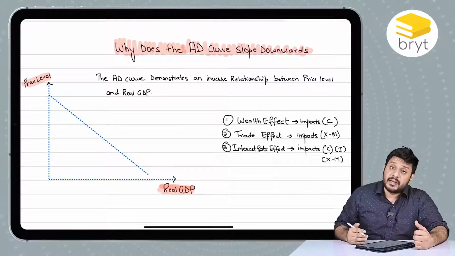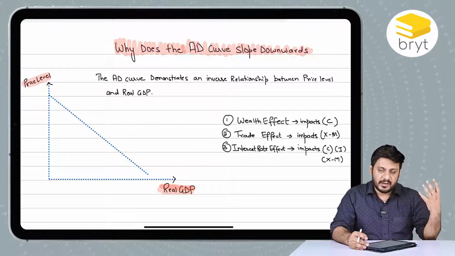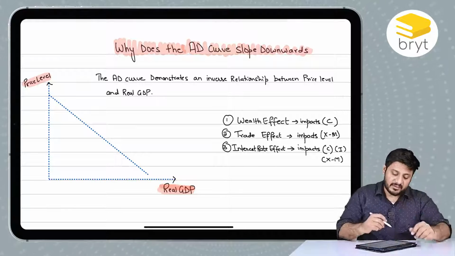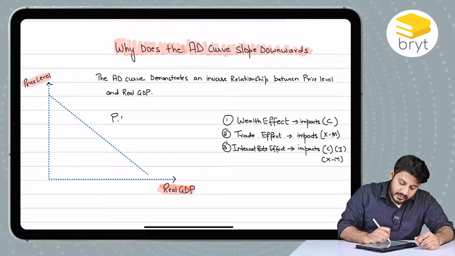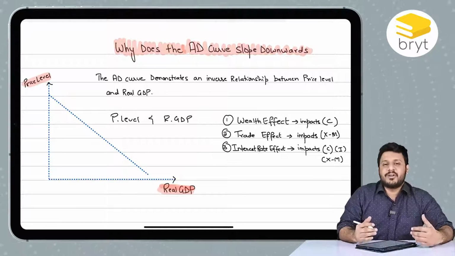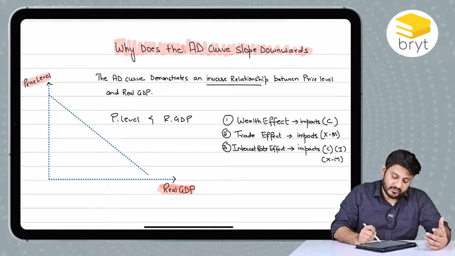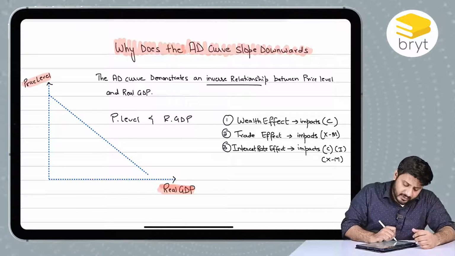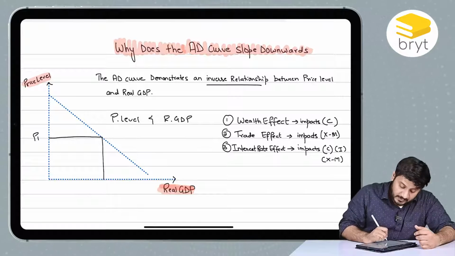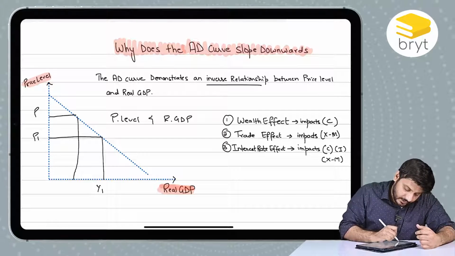Anyways, I've drawn a downward sloping aggregate demand curve, and you can see clearly that if I'm measuring price level on the y-axis and real GDP on the x-axis, and the curve is sloping downwards, it means that there is an inverse relation between the price level and the real GDP, and this inverse relation is demonstrated by the aggregate demand curve. So for instance, if price level is P1 and the real GDP is Y1, and the price level rises from P1 to P2, right?